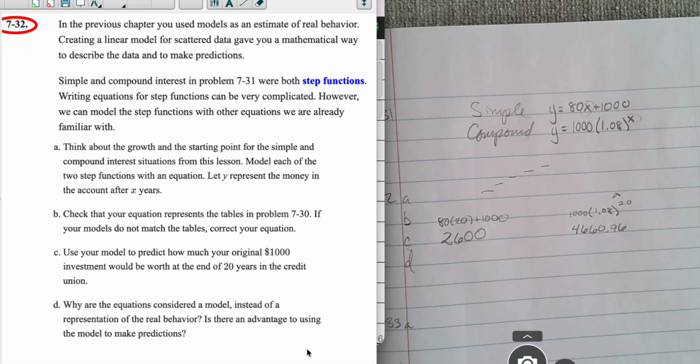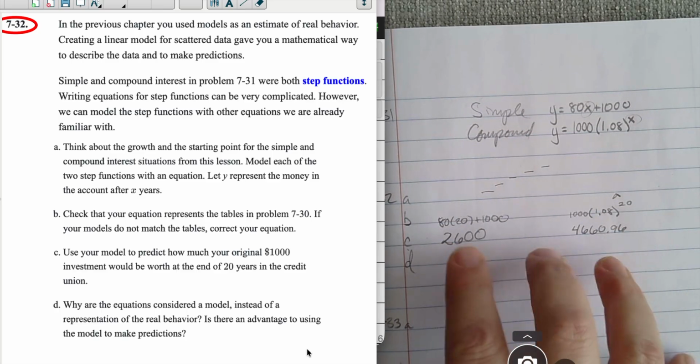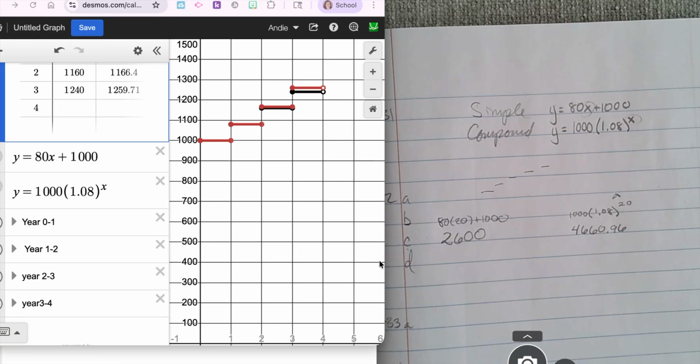Now, Part D really gets at what we're talking about. So the reason that these equations are called a model instead of a representation of the real behavior is because, like we said, this is what's actually going on, but that's really hard for us to create an equation to model. So these are 100% accurate on January 1. We just can't use any decimals in there.